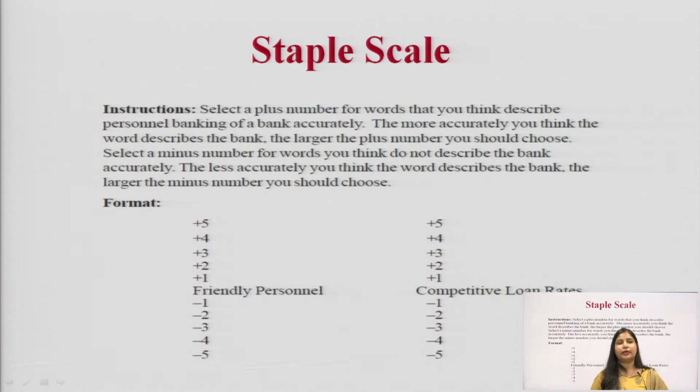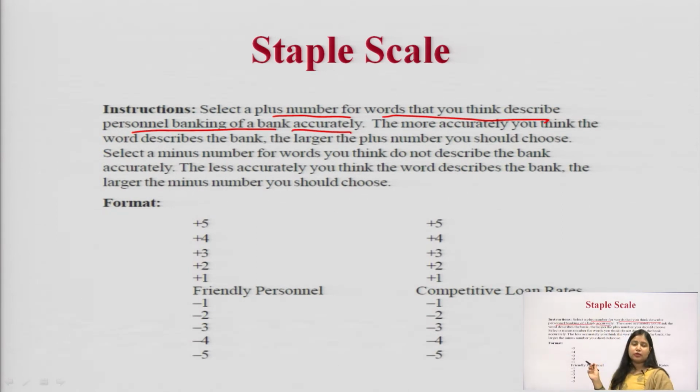Stapel scale, here the example is given of the Stapel scale. Now take a look, there is an instruction given to give you a response. Suppose they ask you to select a plus number for the word that you like as a description of the personal banking of the bank's accuracy.